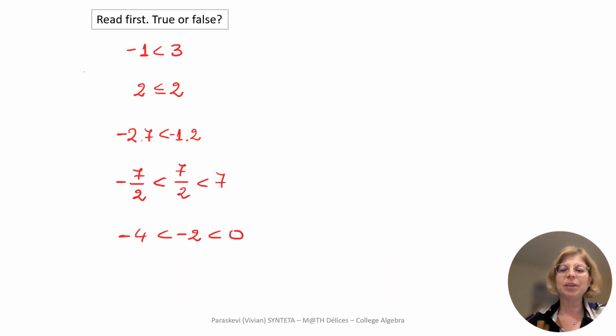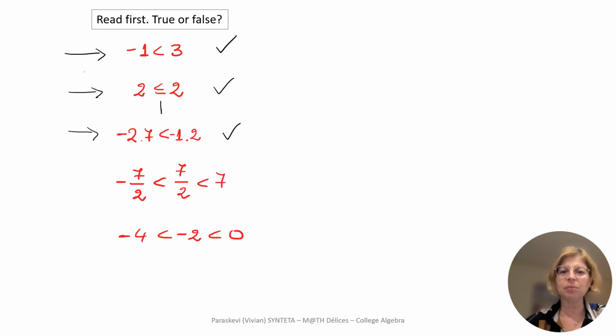And let's train a little bit more with inequalities to get at ease. With the first case, let's try to read also. -1 smaller than 3. Indeed, a negative is smaller than a positive number, so this is true. 2 smaller or equal to 2. This is true because of the equal sign here. And the third case with decimals, -2.7 smaller than -1.2. Indeed, this is true.